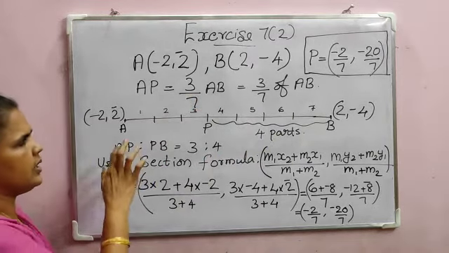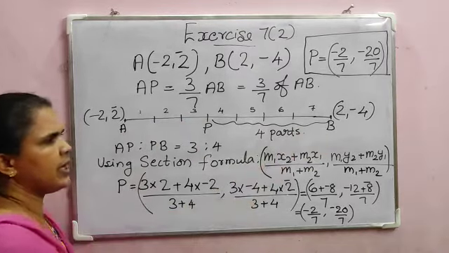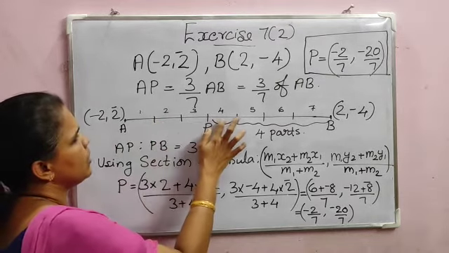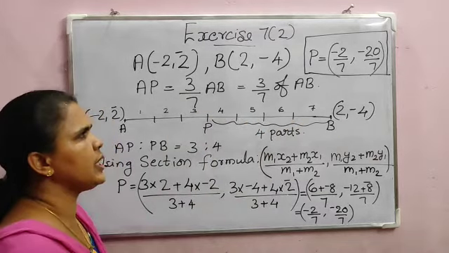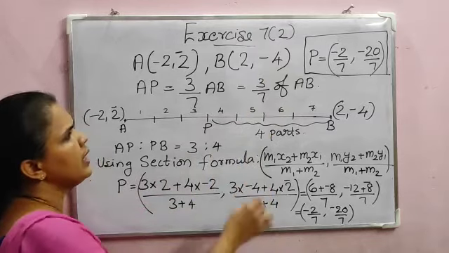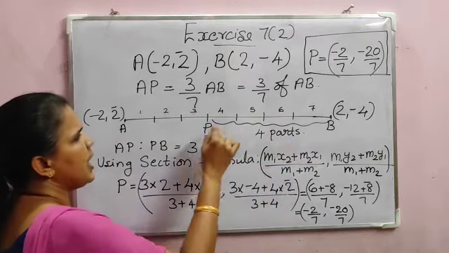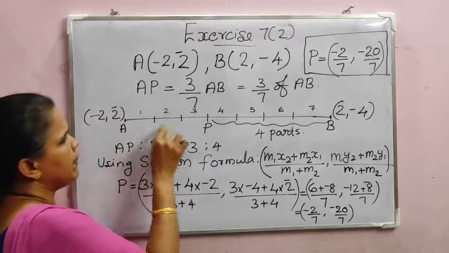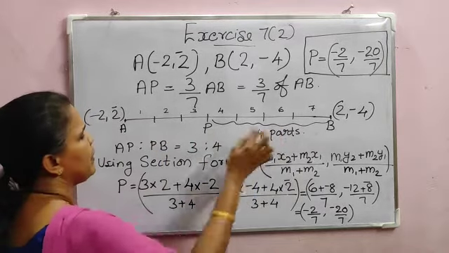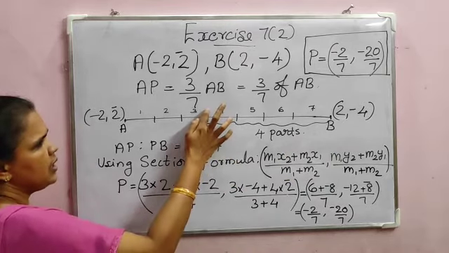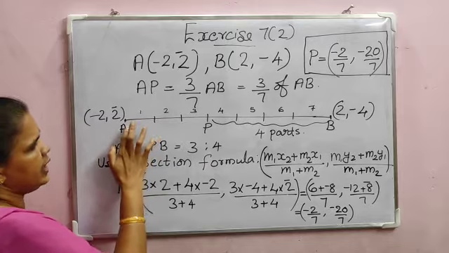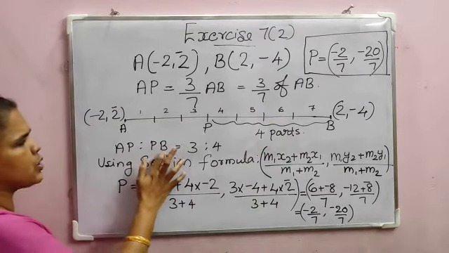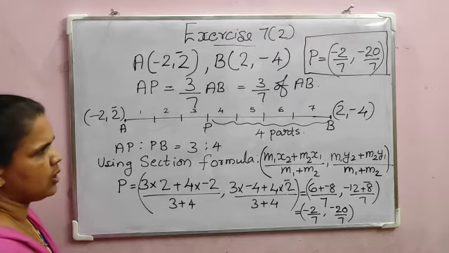From that we can understand the line segment AB is divided into 7 equal parts: 1, 2, 3, 4, 5, 6, 7. 7 equal parts. This is the meaning of dividing AB into 7 equal parts, and P is after 3 parts. AP is to PB is 3 is to 4. P is on this point here. From A to P there are 3 parts and from P to B there are 4 parts. So we can take AP is to PB is equal to 3 is to 4.